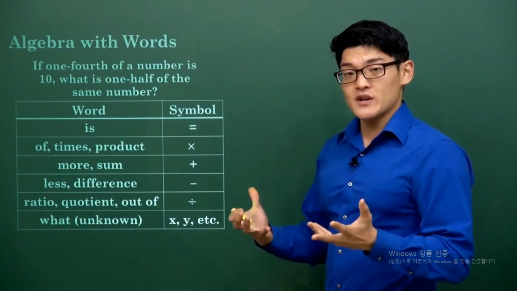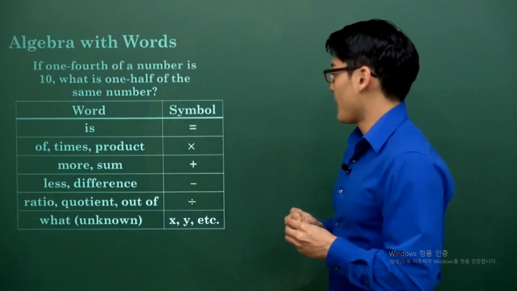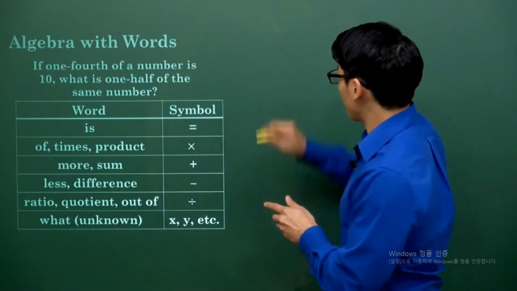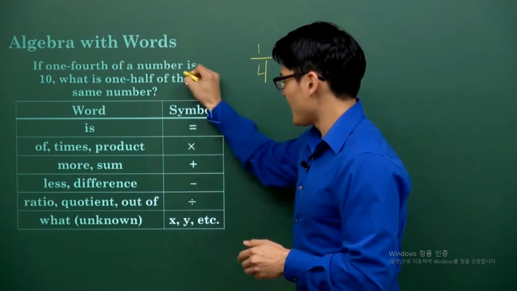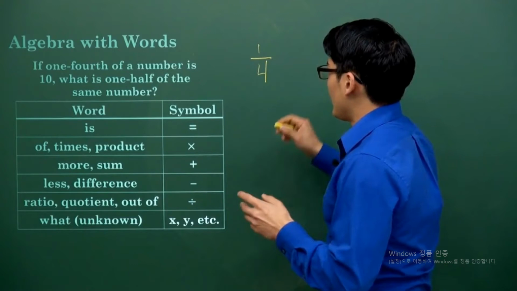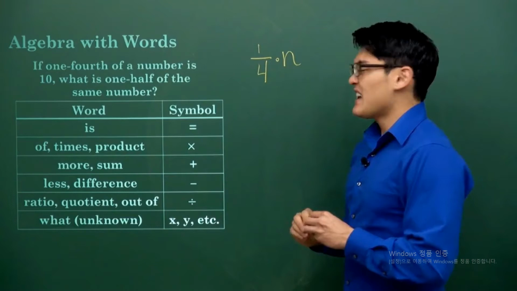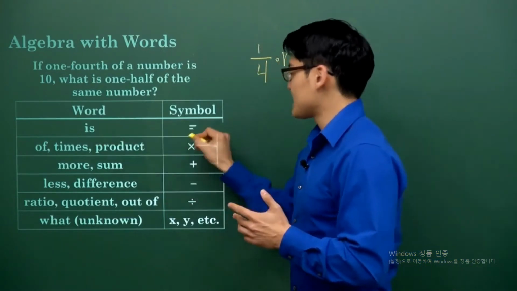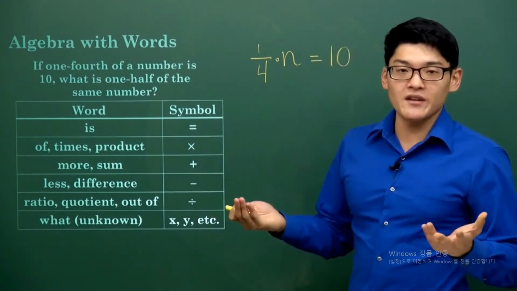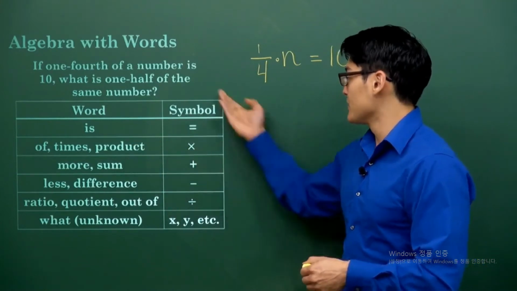Okay, so let's look at this question and see if we can break it down. So 1/4 of a number. The number is kind of the unknown. We don't know what we're dealing with right now. So 1/4 of a number, multiplied times, let's just say n, is 10. Well, "is" means equals, so is 10. That wasn't so bad. As long as you understand what the words translate to in symbols, it's not too hard.